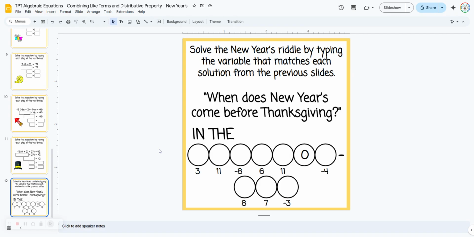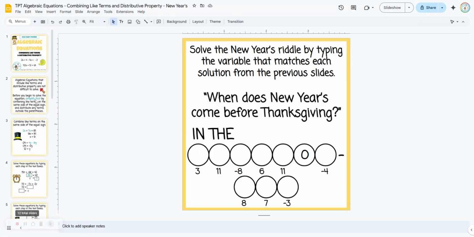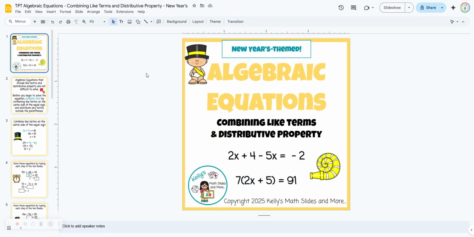When they get down to that final slide, they have a New Year's riddle. And they're going to solve it by going back through the previous slides. When they find these answers, they're going to type in the variable that it equals. If they've done all of these correctly, they will solve the riddle. So this is the New Year's version of algebraic equations combining like terms and the distributive property.